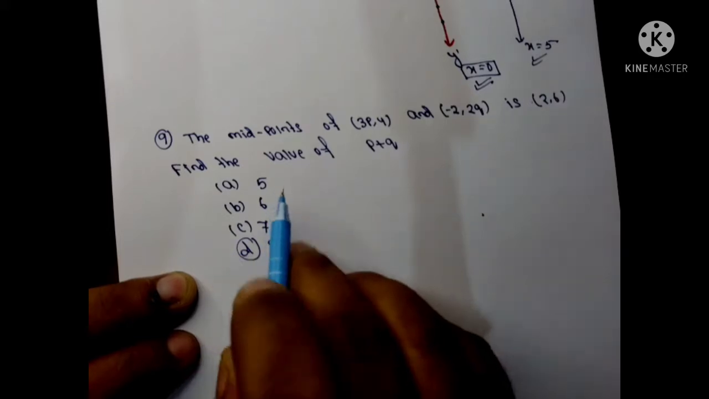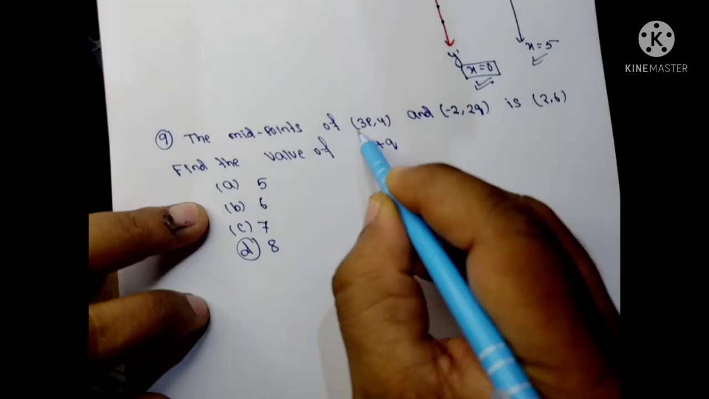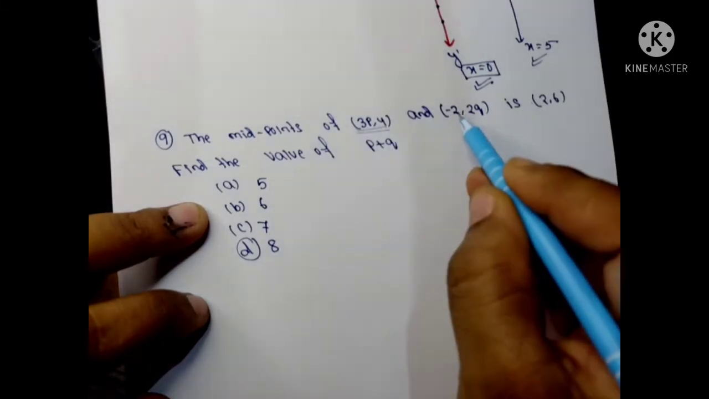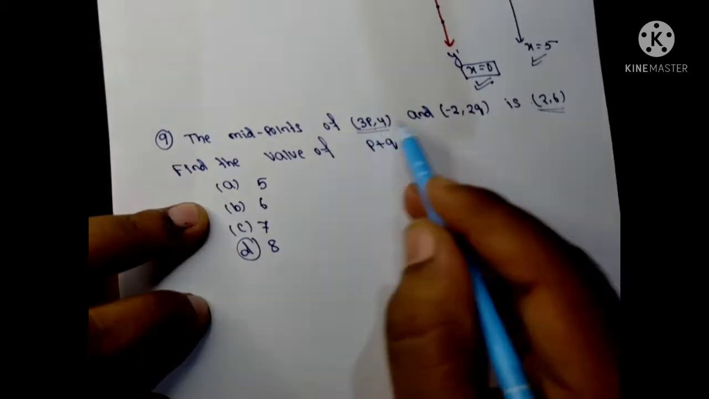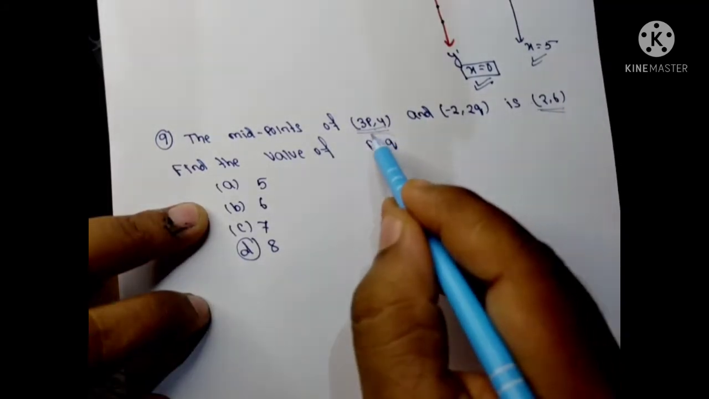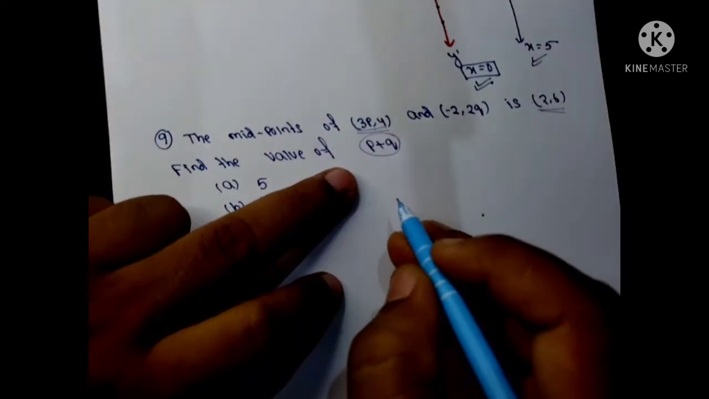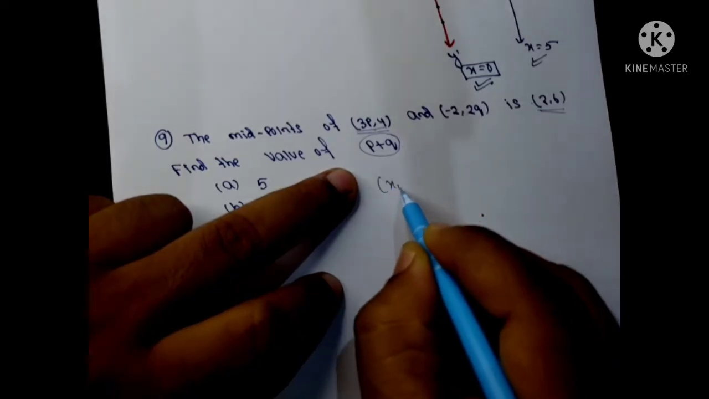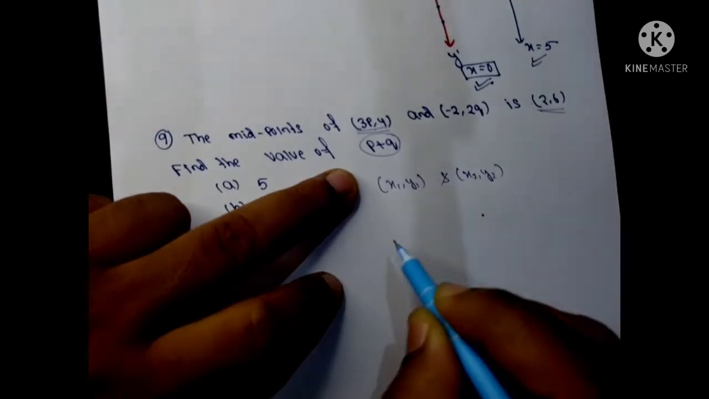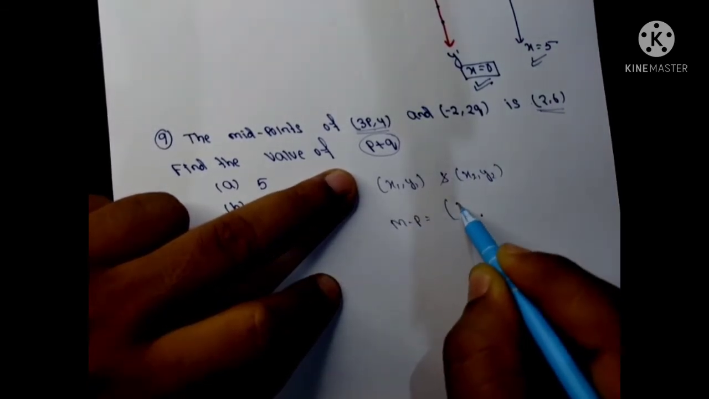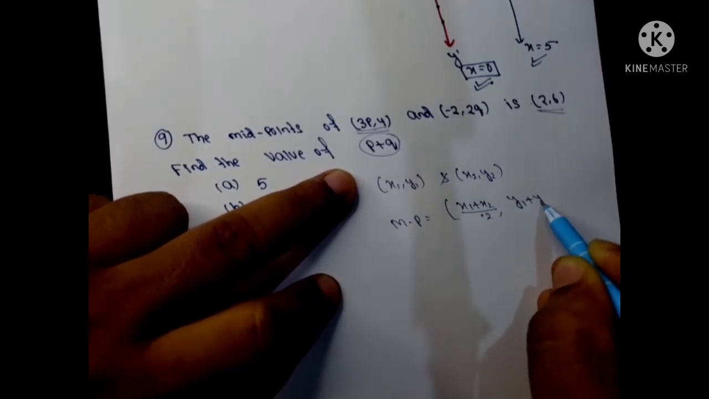Now see the question number 9. Here it is given that the midpoint of 2 points whose coordinates are 3p, 4 and minus 2, 2q is 2, 6. This is the midpoint of these 2 points. We have to find the value of p and q. First recall the midpoint formula. In the midpoint formula, if x1, y1 and x2, y2 are 2 points, then their midpoint will be x1 plus x2 by 2 and y1 plus y2 by 2.